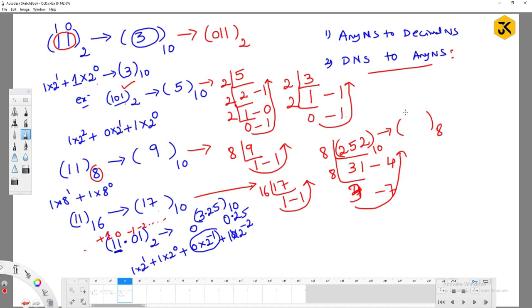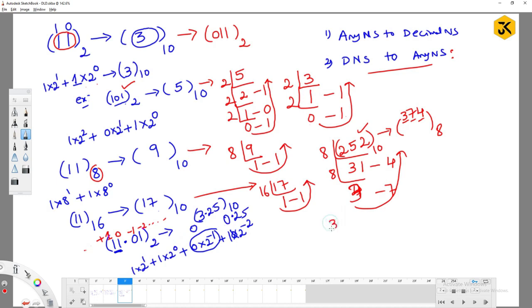So what you are going to get here? 374 base 8. Can we check whether it is correct or not? Yes. All the digits available here should be less than 8. Or else you can simply perform the back step: 374 base 8 should be converted to a decimal number. Then you can get 252 base 10. Right?